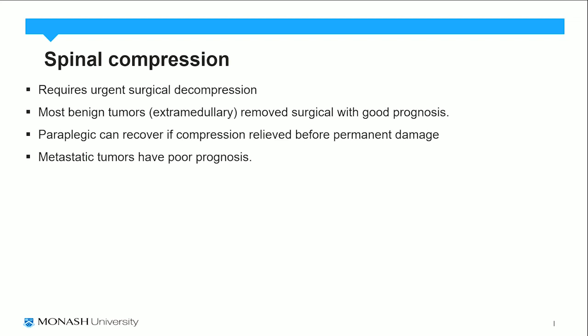As you well know, spinal compression requires urgent surgical decompression. So most benign tumors, the extramedullary tumors, would be removed surgically and should have a good prognosis. A paraplegic can recover if compression is relieved before permanent damage has occurred. Metastatic tumors overall have a very poor prognosis.